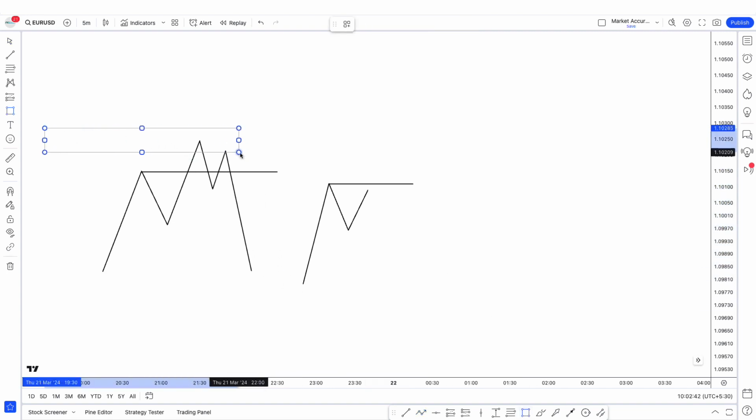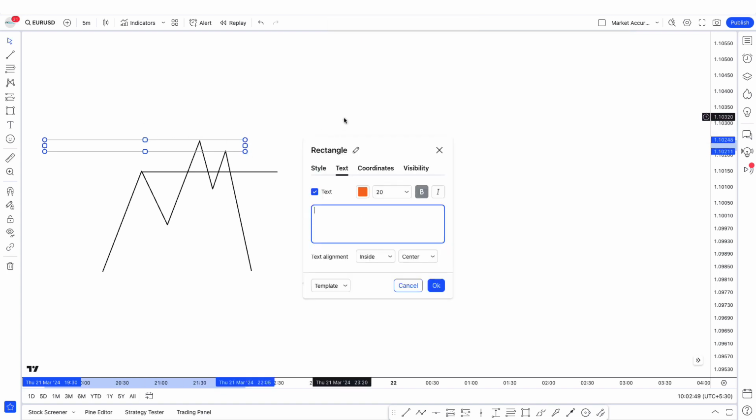Now, here's when things get more serious. How about you use the POI as well? So now what you have is an SMT divergence. So you have this, I don't know, old POI. It could be a 1 hour order block.